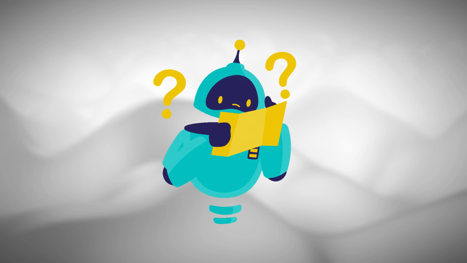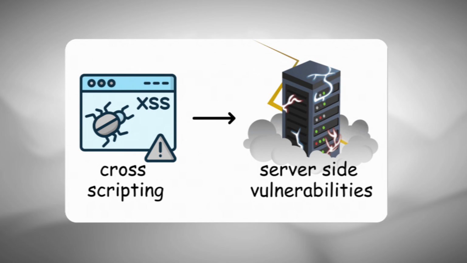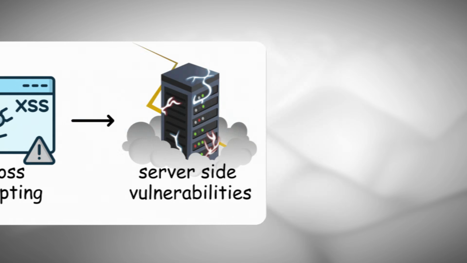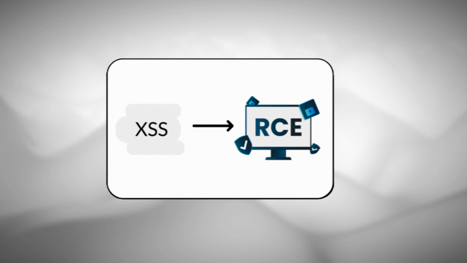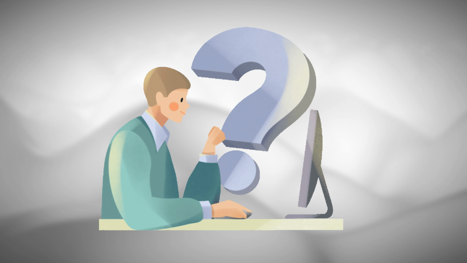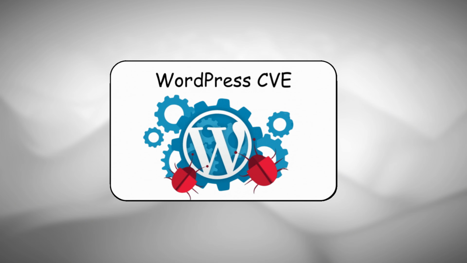Now you might be wondering how a cross-site scripting vulnerability can then be escalated into a server-side vulnerability, right? Because we are basically aiming for a cross-site scripting vulnerability that will allow us to do a remote code execution, right? So to understand that, we need to again come up with a scenario, okay? And this is exactly what happened in the recent WordPress CVE that we have seen.